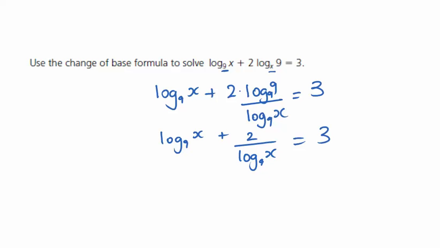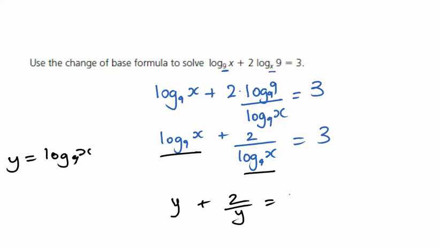Now it's not immediately obvious at first glance, but actually this is a quadratic equation. Yeah, it doesn't look like one at all, does it? So let's just help our eyes see that this is a quadratic equation. What I'm going to do is replace log of x base 9 by y, there and there. Okay, so let's rewrite that. y plus 2 over y is equal to 3. Now that's better. That helps our eyes be able to solve that equation.